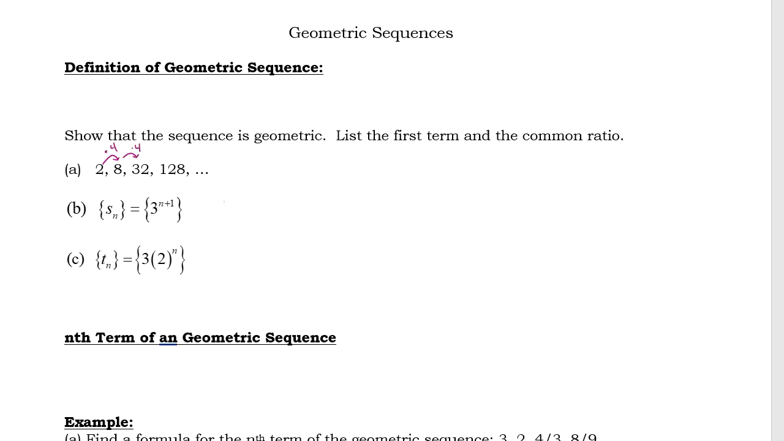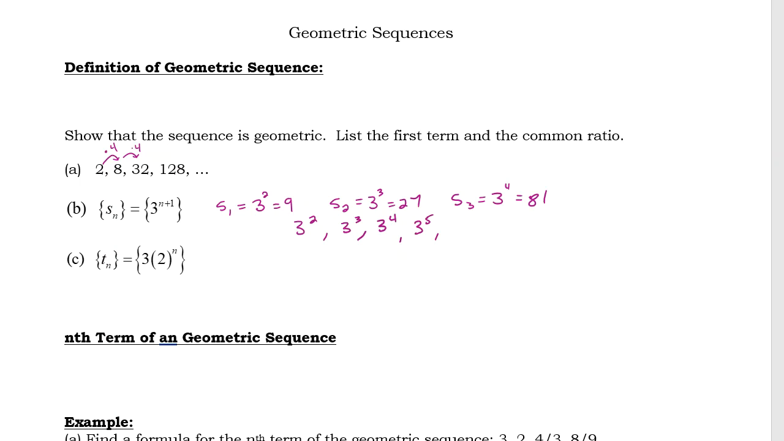Okay, so let's write out the first term: 3 to the 1 plus 1, which is 3 squared, so that gives me 9. The second term is 3 to the 2 plus 1, which gives me 27. The third term is 3 to the 4th, which gives me 81. And actually, if we look at the terms, even before we multiply them out, we can really see what's happening here. We're multiplying by a factor of 3 each time.